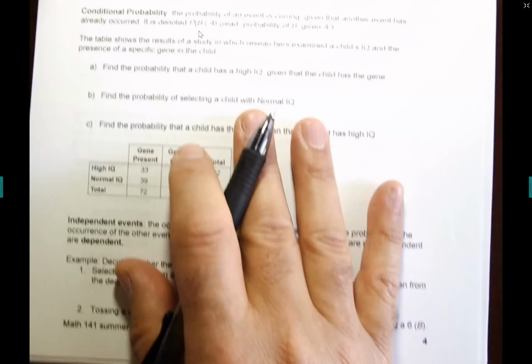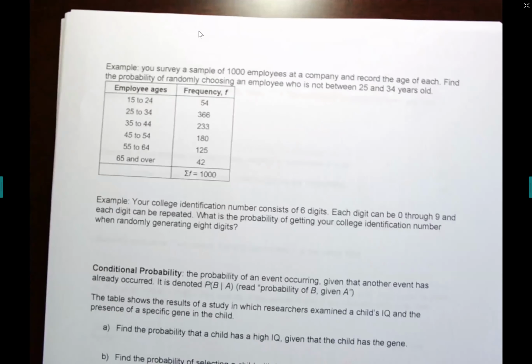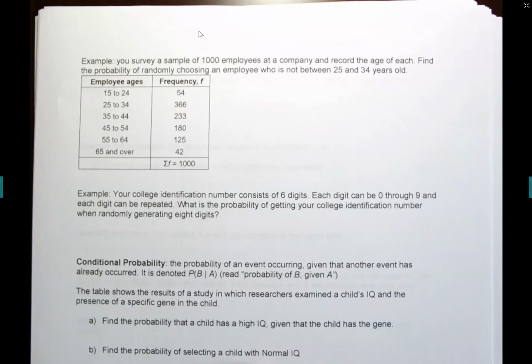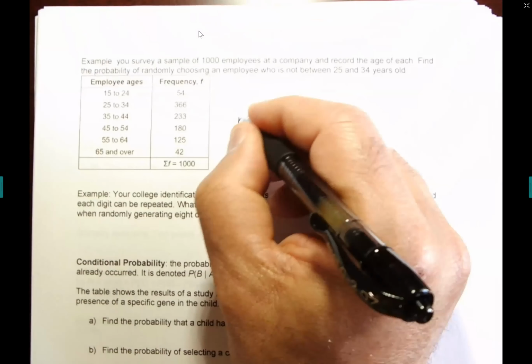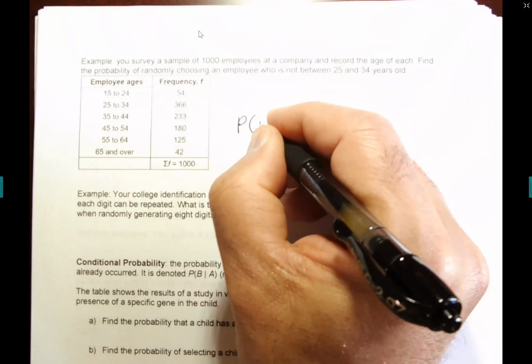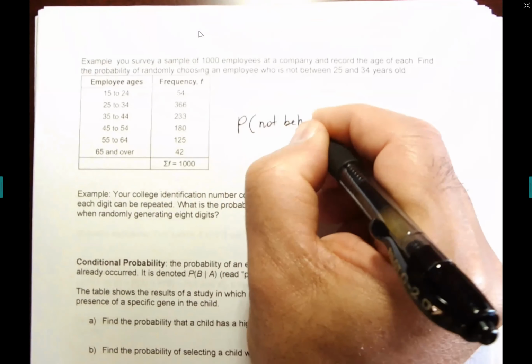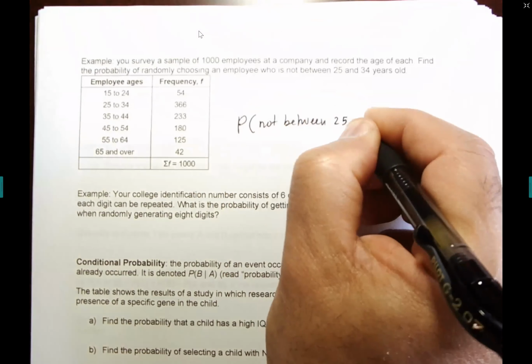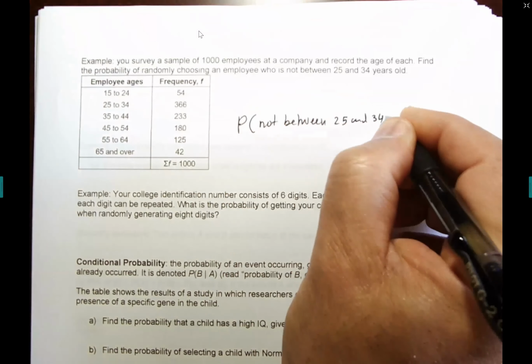Next. You survey a sample of 1,000 employees at a company and record the age of each. Find the probability of randomly choosing an employee who is not between 25 and 34 years old. So how do I do this? Probability of not between 25 and 34 years.